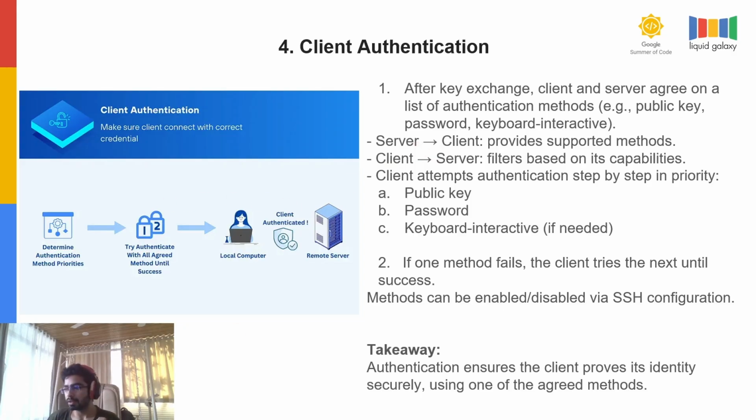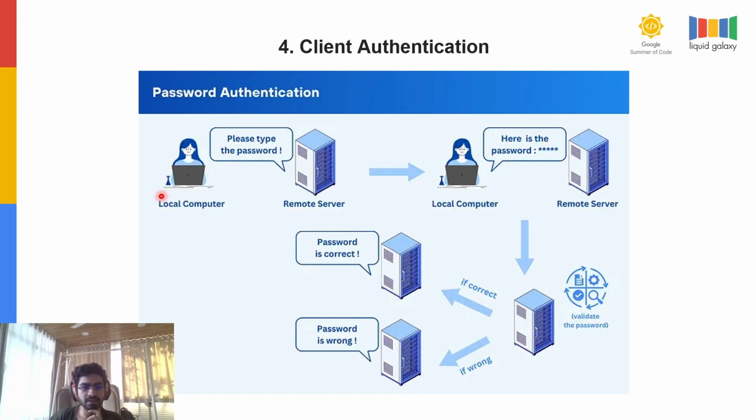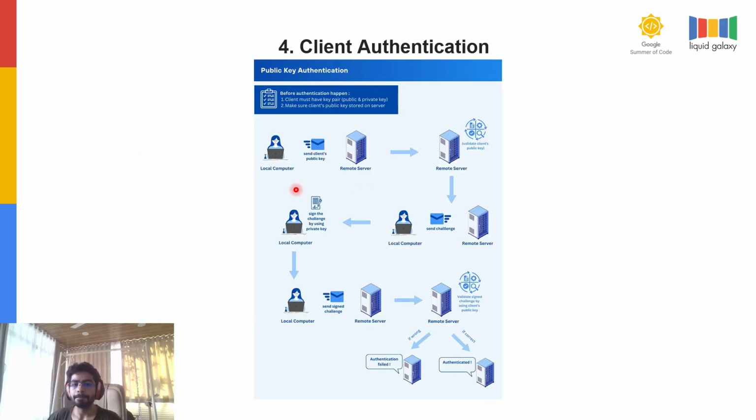So this diagram is like a small example of the fourth step. The server says, please share the password. You can share the public private key file or enter the password. Then the user has entered the password. If it's wrong, we give an error. If the password is correct, a successful session is established. So you can execute commands or do whatever you like.